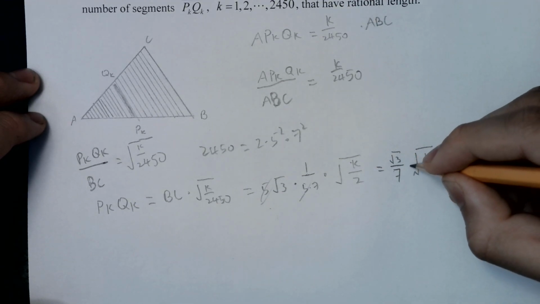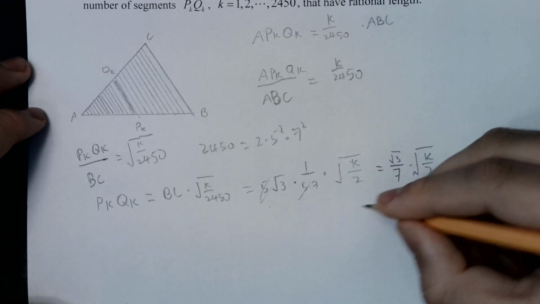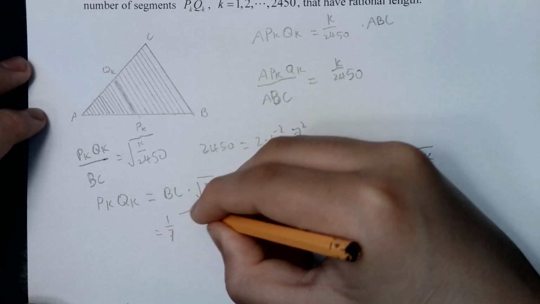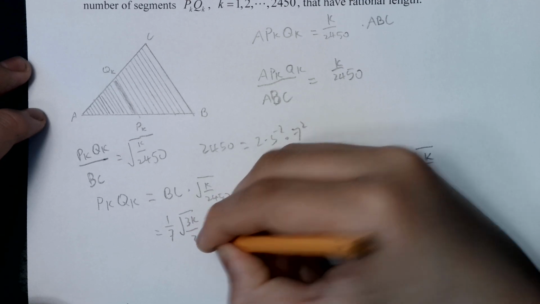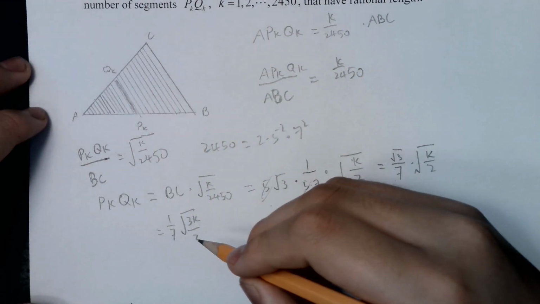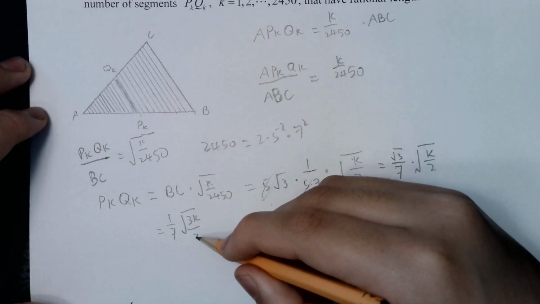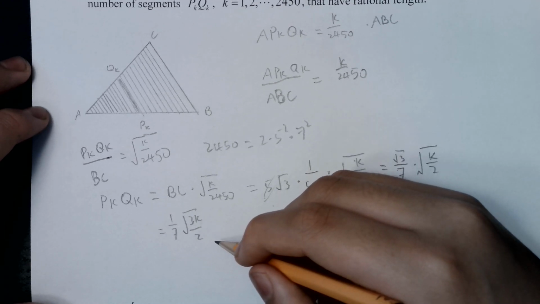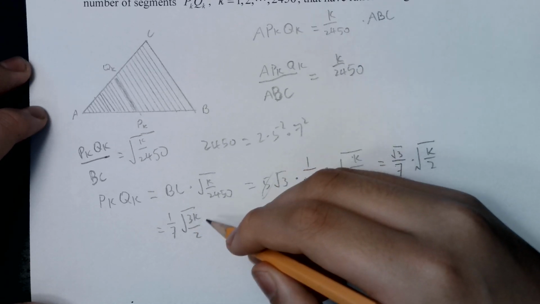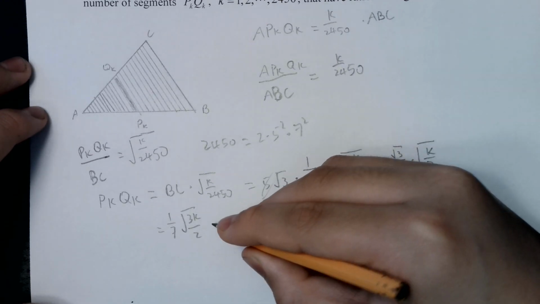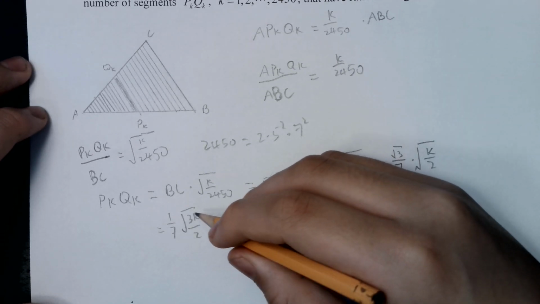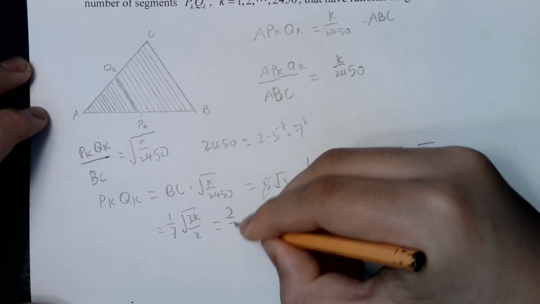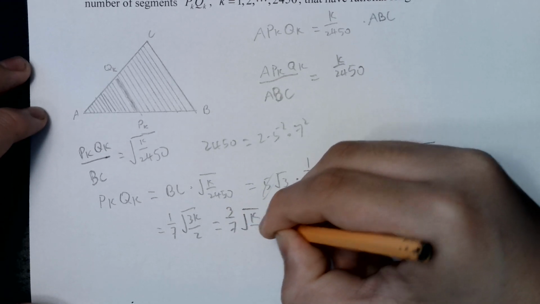Now, because these are both square roots, we can move this one into here, and then we receive 1 over 7 times the square root of 3k over 2. Now we multiply both the top and bottom of this fraction by 3, so 2 times 3 is 6, and 3k times 3 is 9k. Since 9k contains a 9, we remove the 9 and get a 3. So this is equal to 3 over 7 times the square root of k over 6.